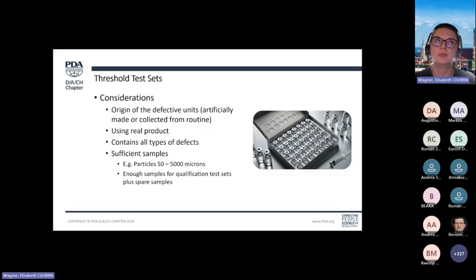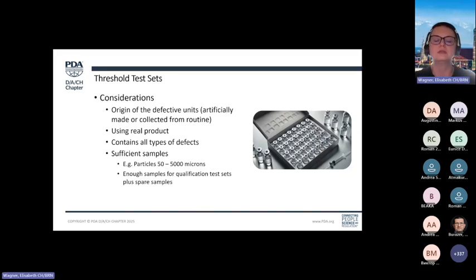And very important when you perform this study is that you consider different particle sizes. Here it's just an example to start with 50 and go up to 5,000 microns. I know this sounds really massive, but for some specific products, you will find particles or fibers in very high ranges.